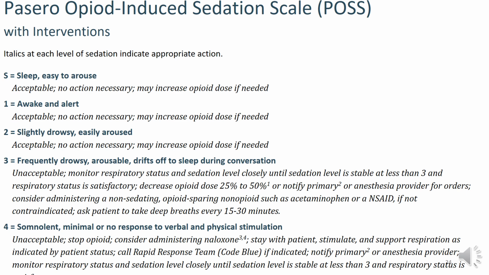If you rate your patient 4 on the POSS scale, that means they're somnolent. There's minimal or no response to verbal and physical stimulation. You're shaking them, they're not waking up. Okay, this is totally unacceptable. You need to stop all opioid administration and consider giving naloxone.